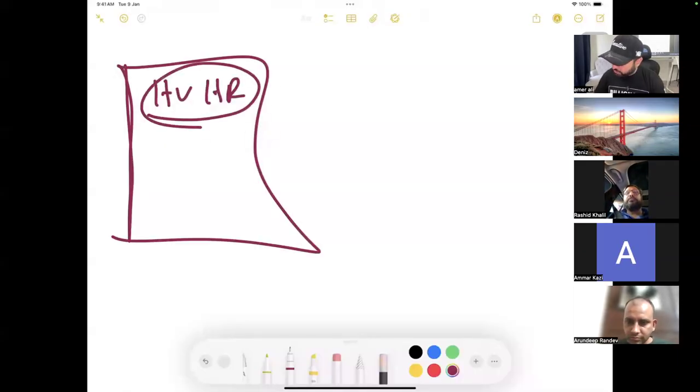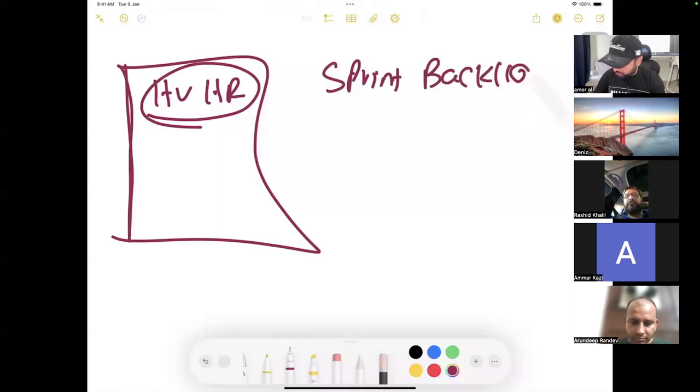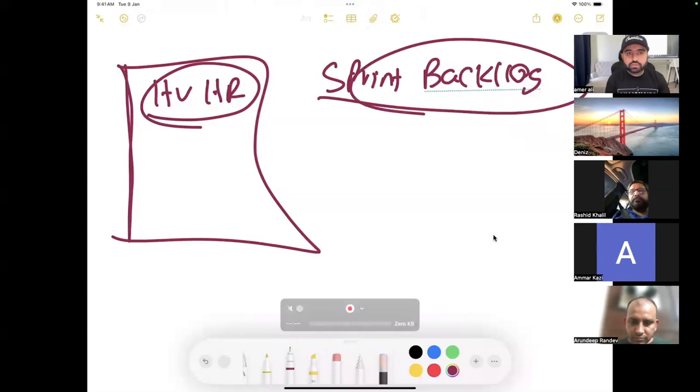What is sprint backlog? Sprint backlog is the user stories that we have taken from the product backlog, and now we are going to focus on them for that sprint only. You see, the product backlog is for the entire project. Sprint backlog is only for that particular sprint.